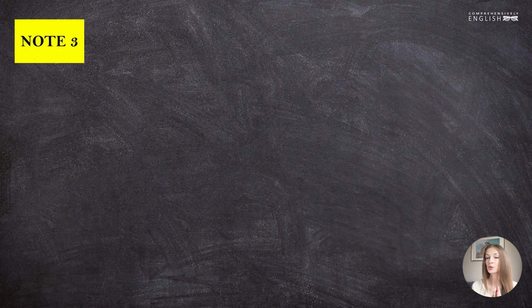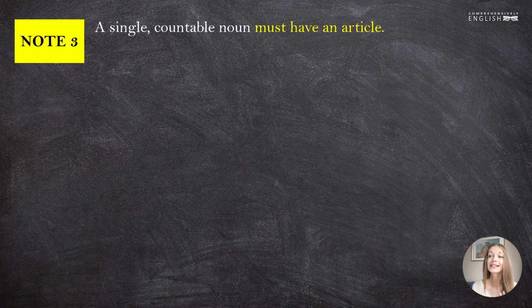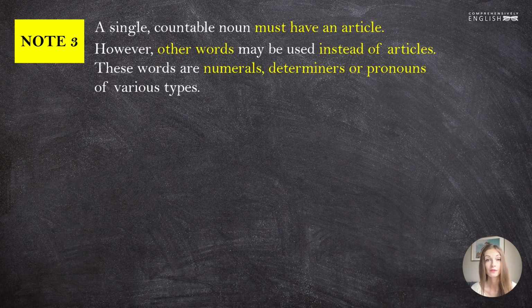Another rule that we need to remember is this: a single countable noun must have an article if there is no other numeral, determiner, or possessive. Other words may be used instead of articles. They may take the place before a noun where an article otherwise would be. These words are numerals, determiners, and pronouns of various types. If one of these is used, an article is no longer needed.